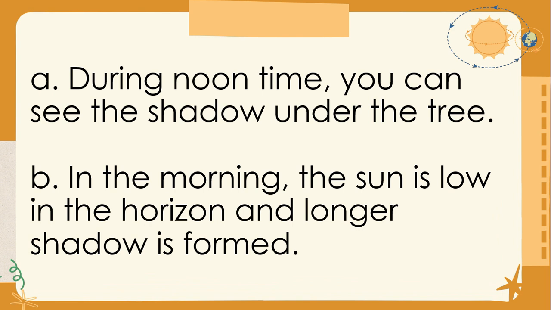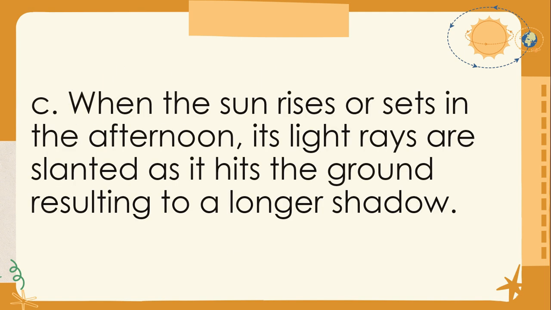A. During noontime, you can see the shadow under the tree. B. In the morning, the sun is low in the horizon and a longer shadow is formed. C. When the sun rises or sets in the afternoon, its light rays are slanted as they hit the ground, resulting in a longer shadow.